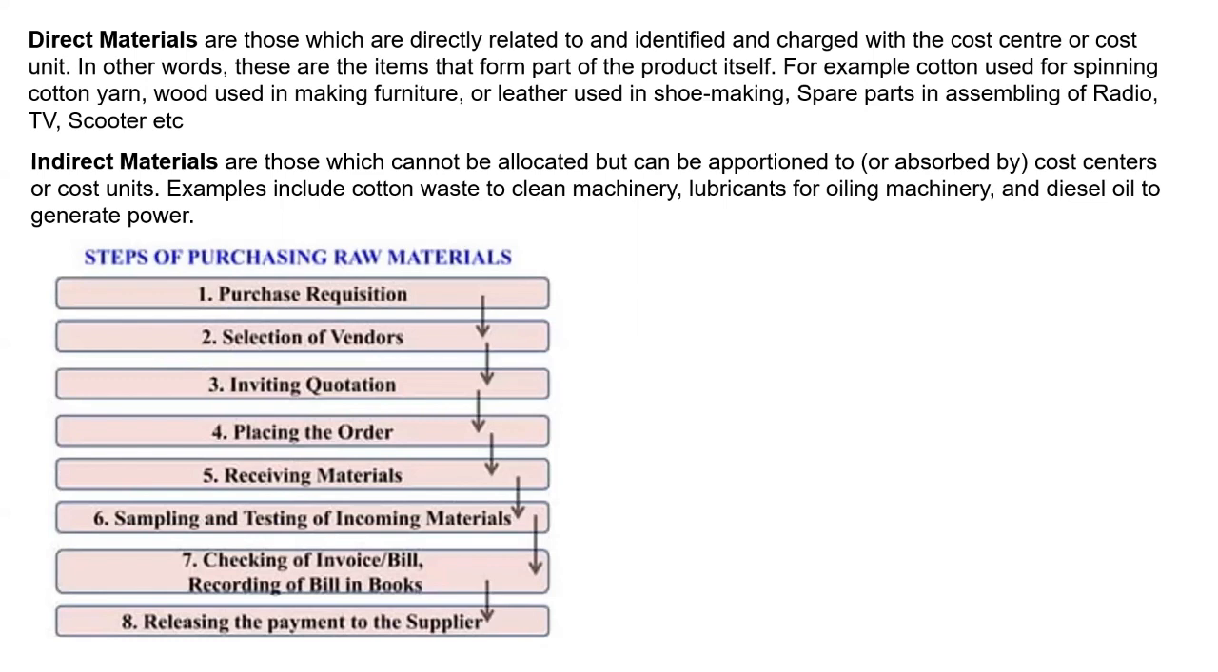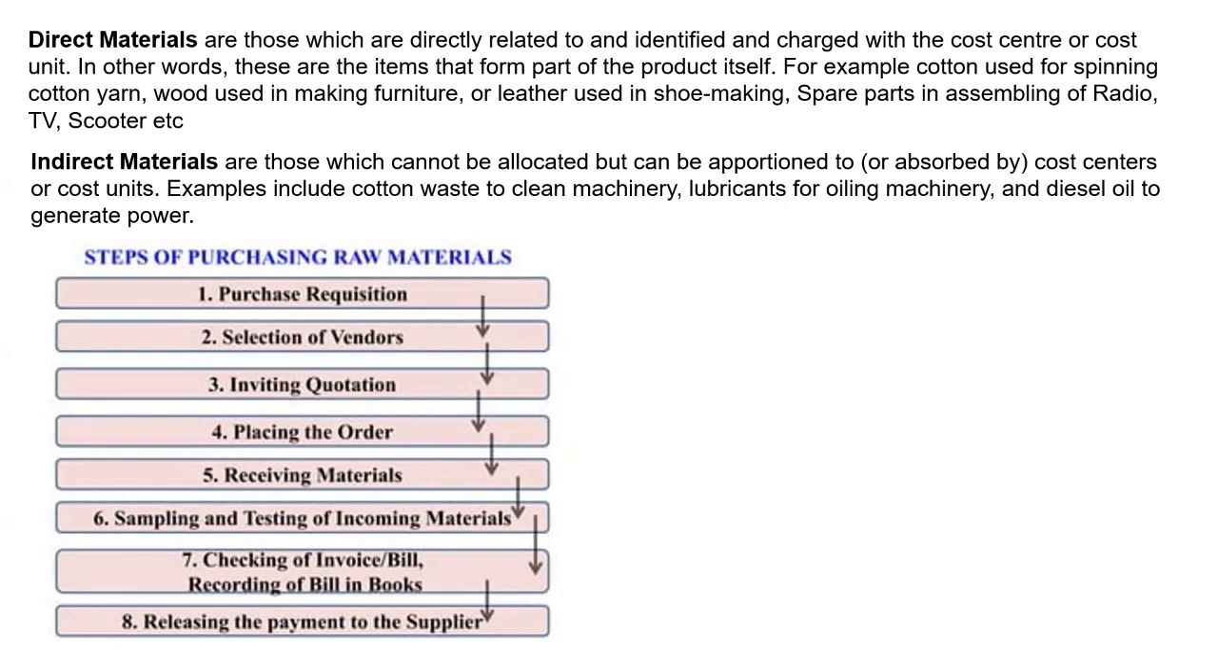So based on that, first thing, you have to invite them. You have to ask the vendor to give the quotation. That is the third step. Once you get the quotation, you have to shortlist based on the amount, based on the quality, based on the delivery time, everything. So based on that, you will shortlist one vendor.